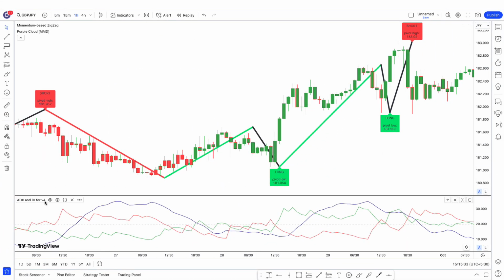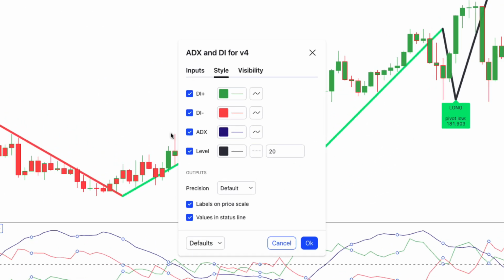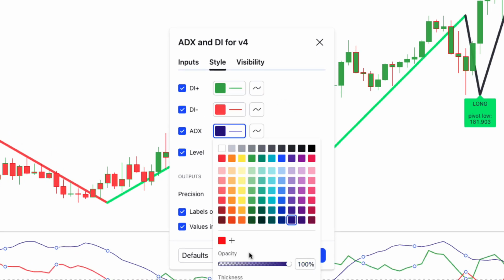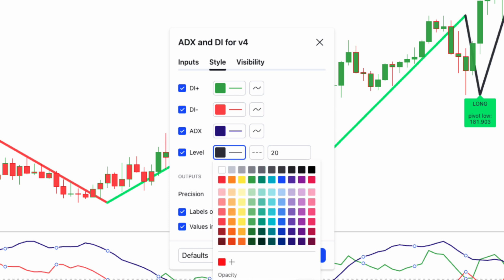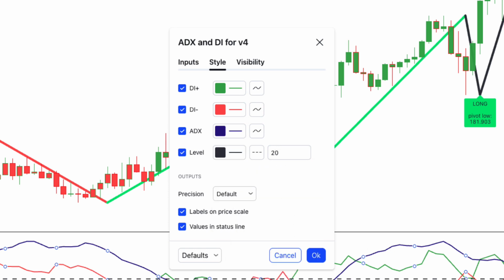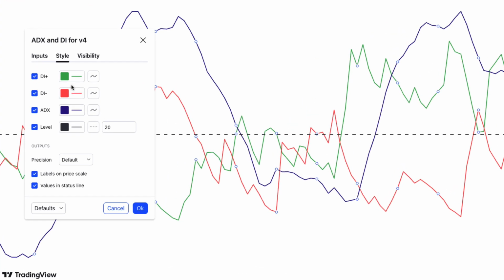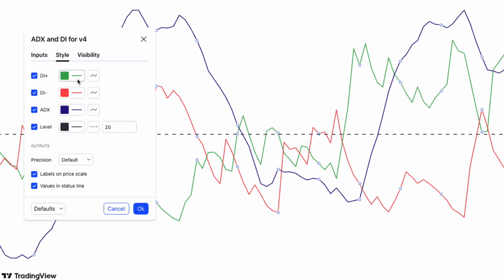Double-click on it to access the settings panel. Then on the style tab, we're going to change the DI+, DI-, ADX level path to increase. After that, click OK. Now looking at this indicator, you can see that it's composed of 3 different lines traversing the indicator window alongside this horizontal line.